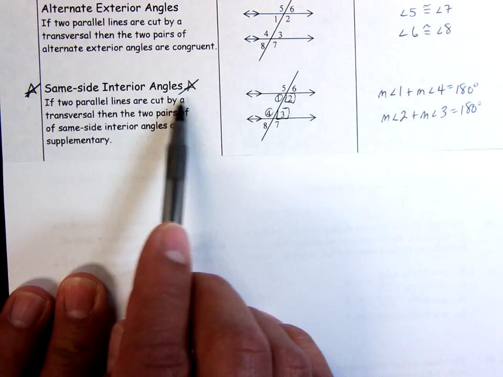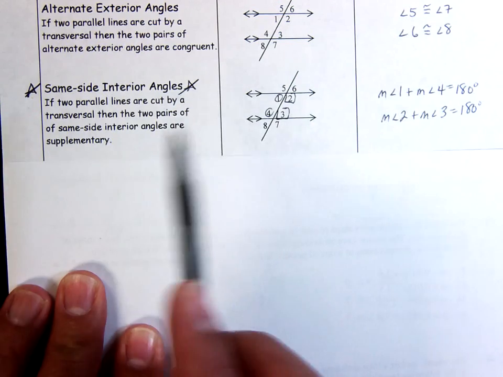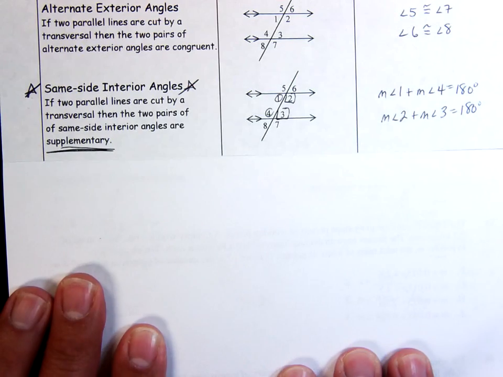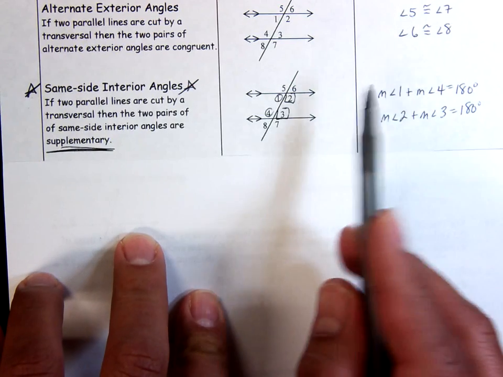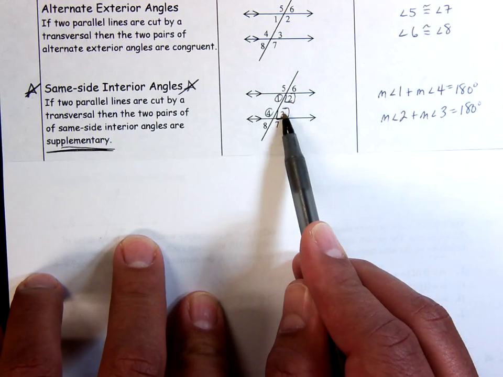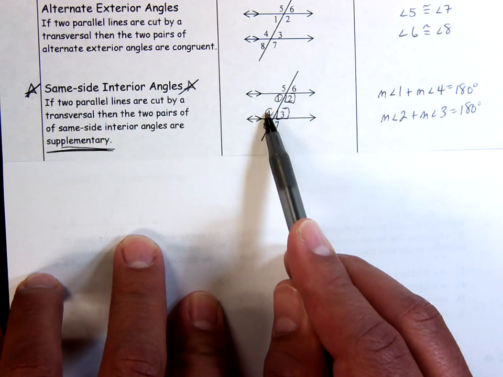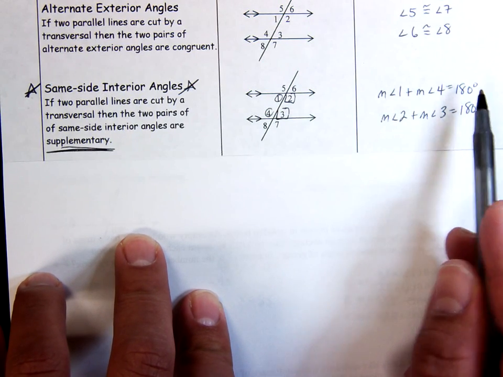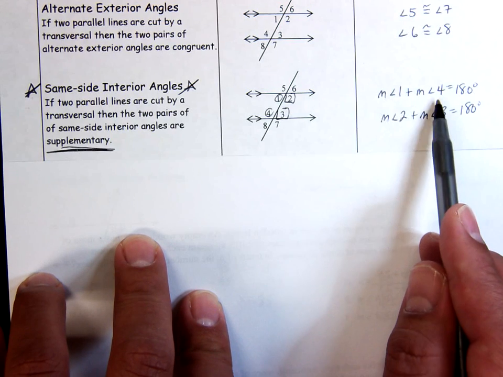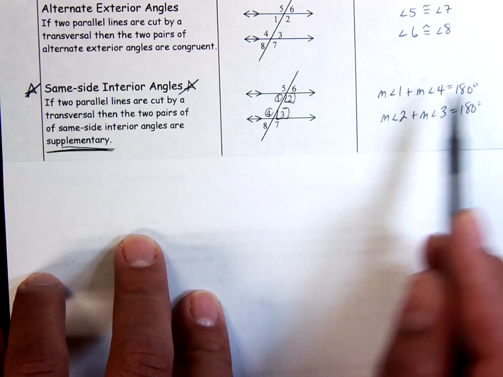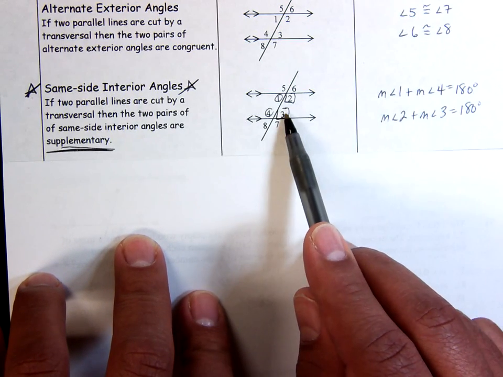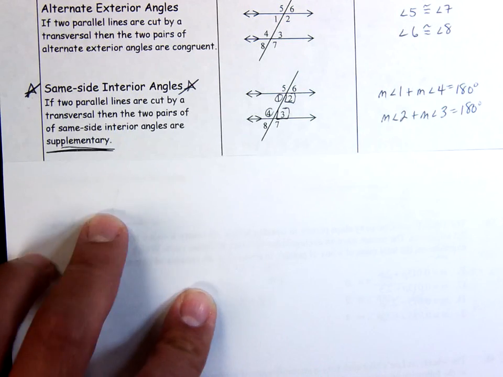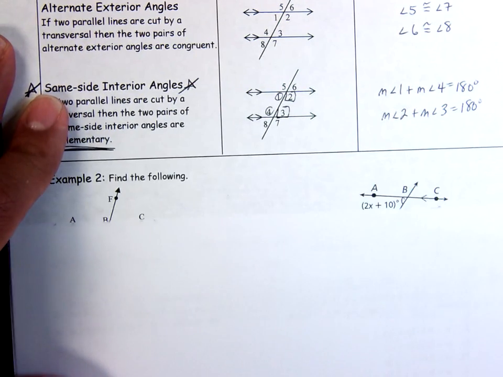Notice, same side interior, I've got it starred. They are not congruent. They are supplementary. So my same side interior angles, angle 2 and angle 3, and angle 1 and angle 4, they are supplementary. They add up to 180 degrees. So the measure of angle 1 plus the measure of angle 4 is 180 degrees. The measure of angle 2 plus the measure of angle 3 is 180 degrees. That's the only set of angles that is not congruent.